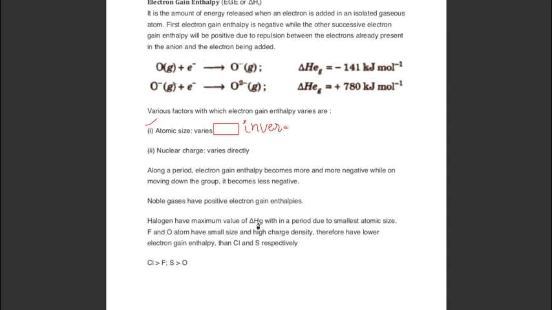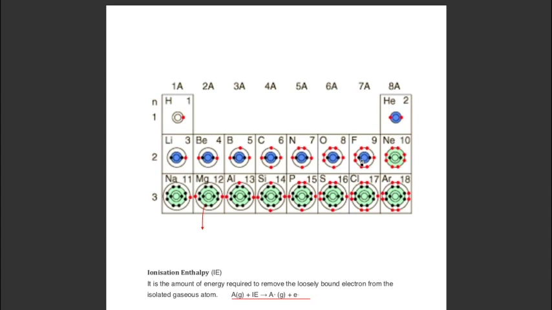Halogens have the maximum value of electron gain enthalpy within a period. Why? Because halogens are the smallest in their respective period. This is the halogen family. So halogen atoms are the smallest atoms in their respective periods, and in this way their electron gain enthalpies are maximum.